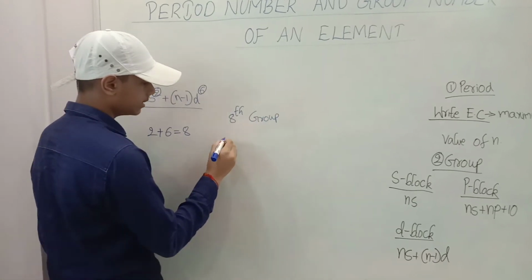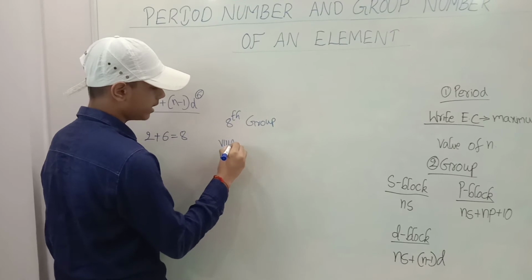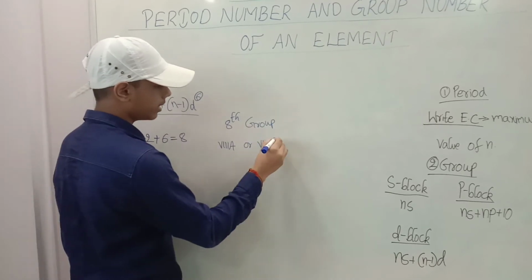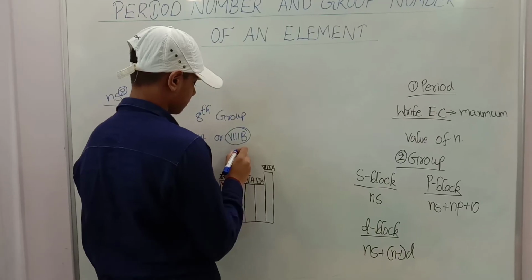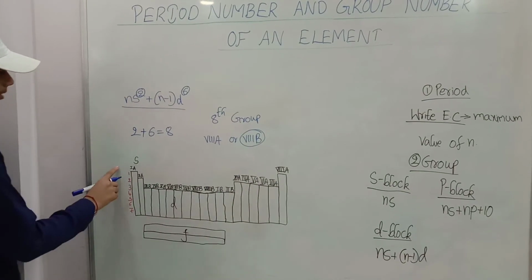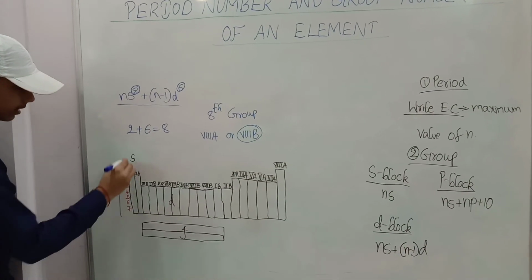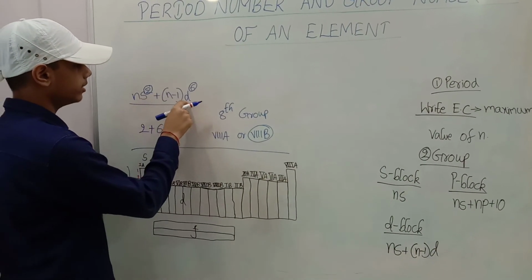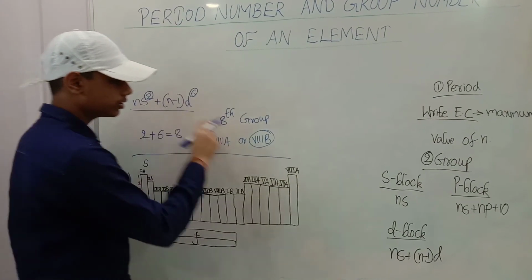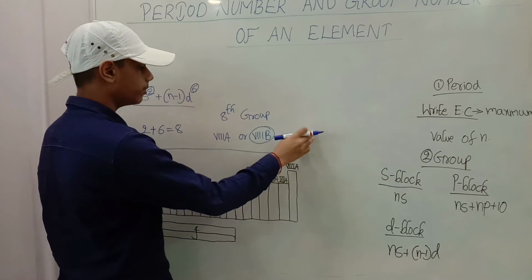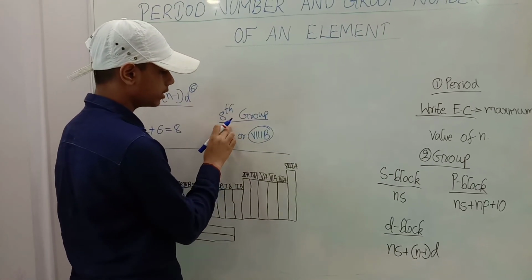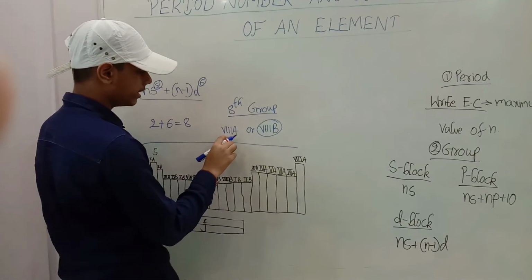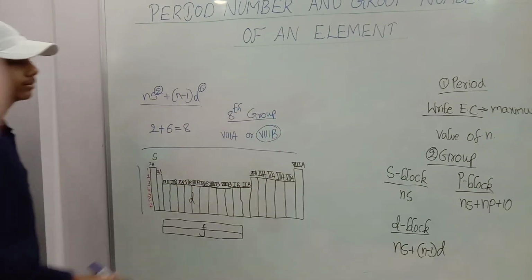Now the question is, does this element belong to 8th A or 8th B? This element belongs to 8th B because this is the modern periodic table. In the modern periodic table, we have 7 periods and 18 groups. Now our element is ns2 (n minus 1)d6. We said that this element belongs to the d block. So after finding the group, we got the 8th group. This element belongs to the 8th B group because in the d block we have only B groups. We don't have 8th A. So this element belongs to the 8th B group.